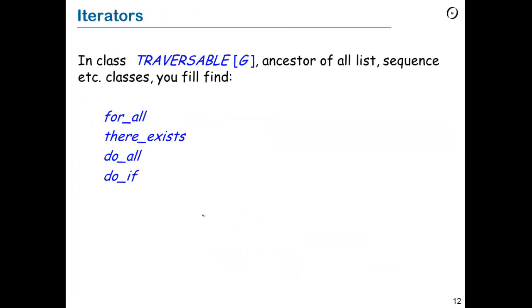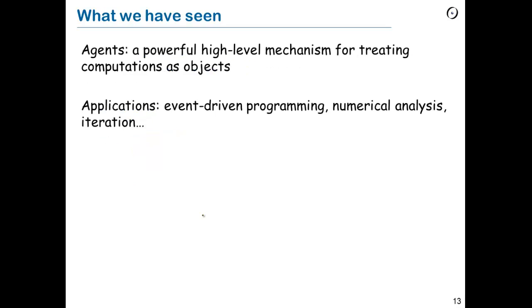Indeed, in class traversable, which is the ancestor of all list, sequence, and other such classes, you will find a number of such iterators, for all and there exist, which apply to Boolean queries, and do all and do if, which apply a certain action to all elements of a list.